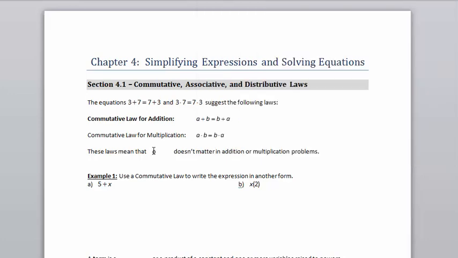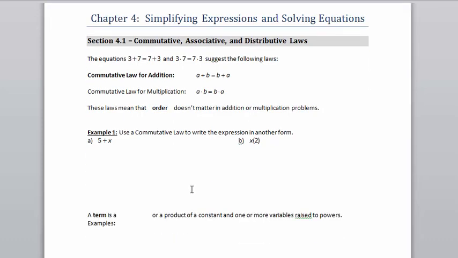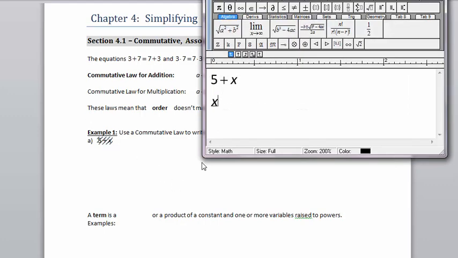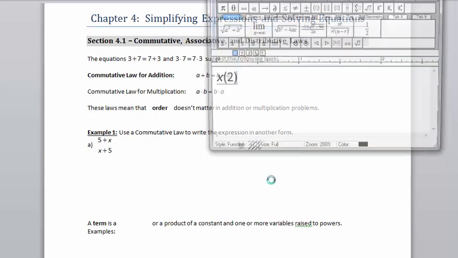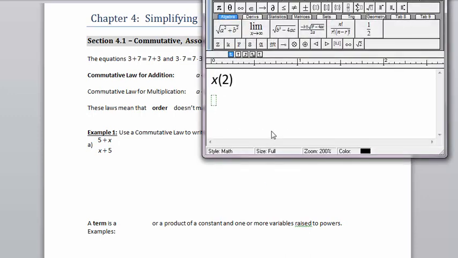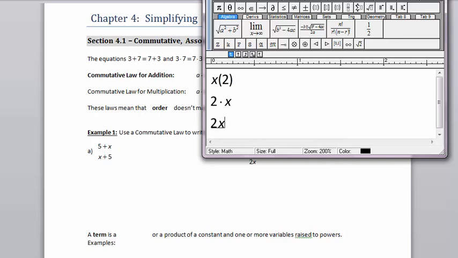Again, these laws mean that order doesn't matter in multiplication or addition problems. So we want to use the commutative law to rewrite the expression in another form. If you have 5 plus x, that's going to be the same as x plus 5. And if you have x times 2, that's the same thing as 2 times x. We can write 2 times x with the multiplication dot in between, or just as 2x.